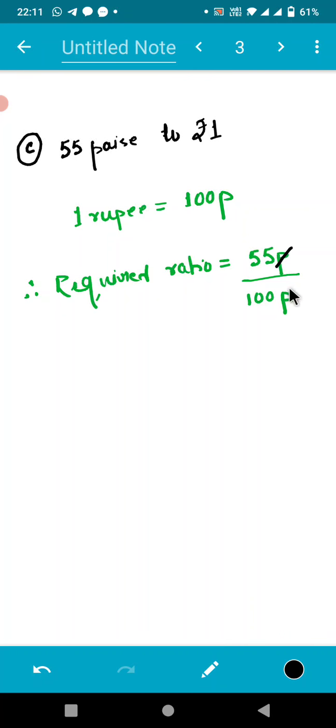First we'll reduce this paise and paise. Now we'll reduce this 55 and 100 by 5. So 5 11s are 55, 5 20s are 100. So that's it. We cannot reduce further, so it will look like 11 by 20, and the final answer would look like 11 is to 20.